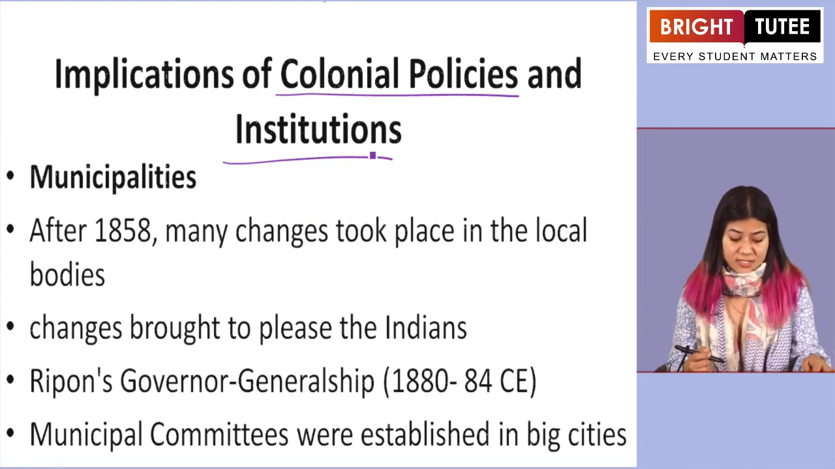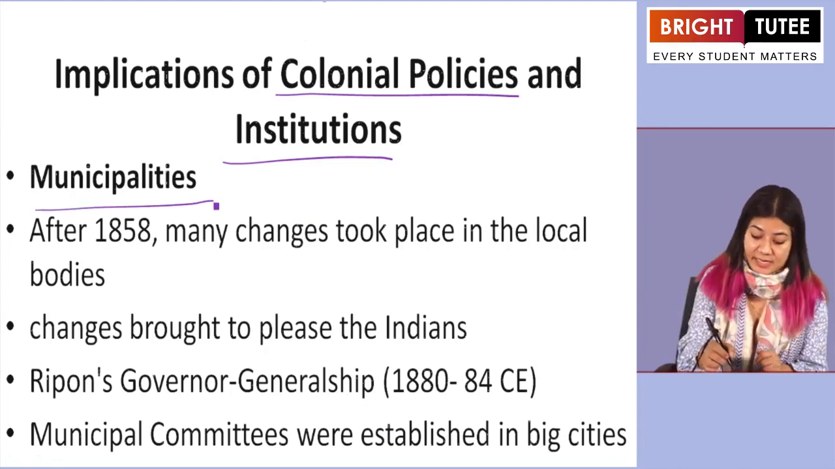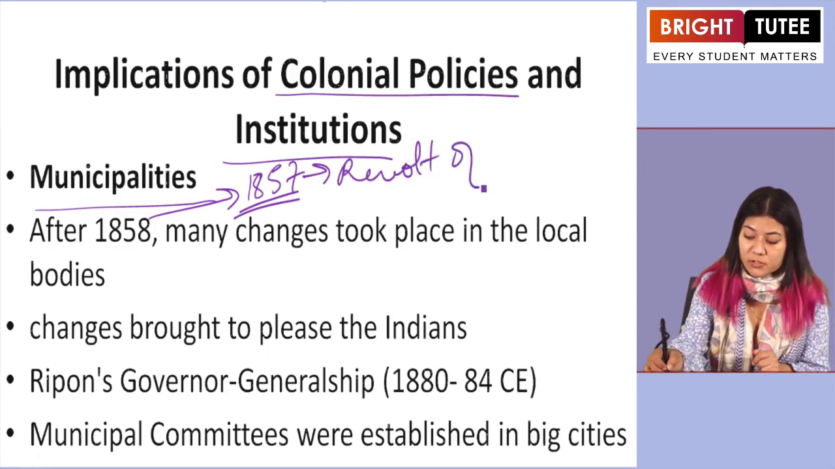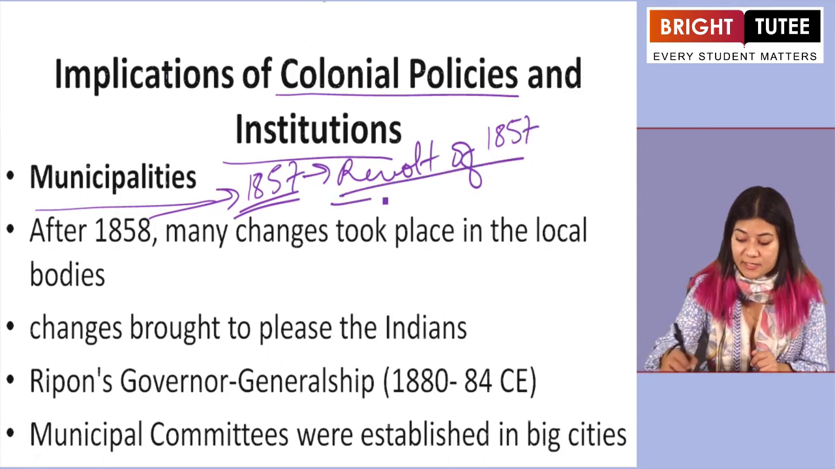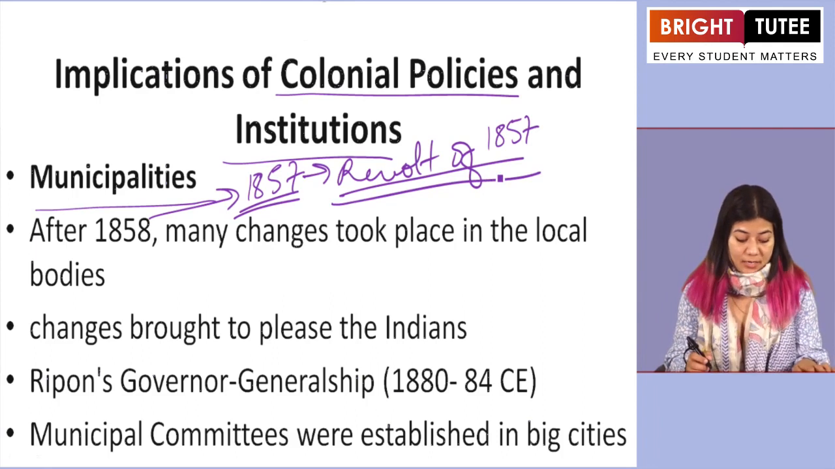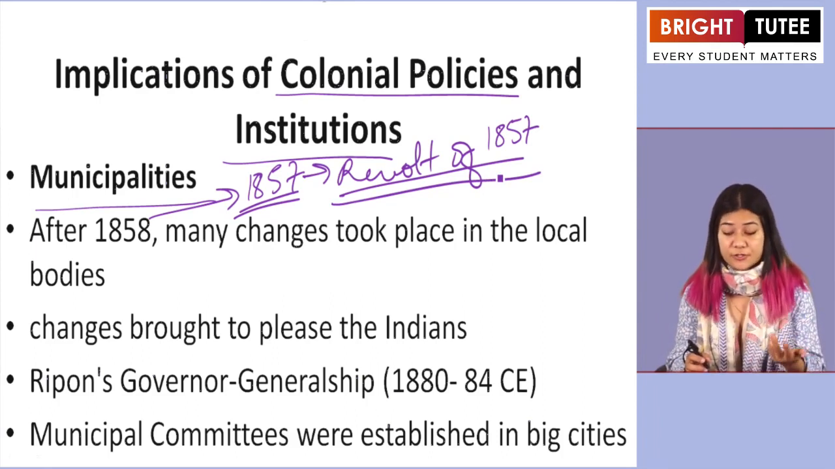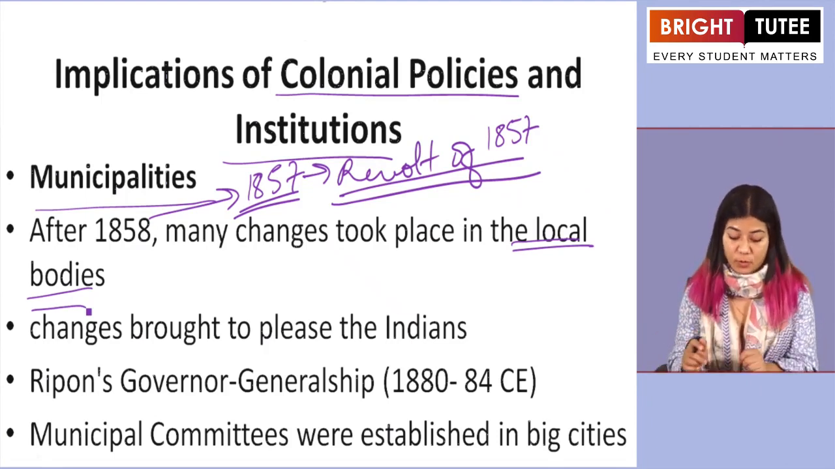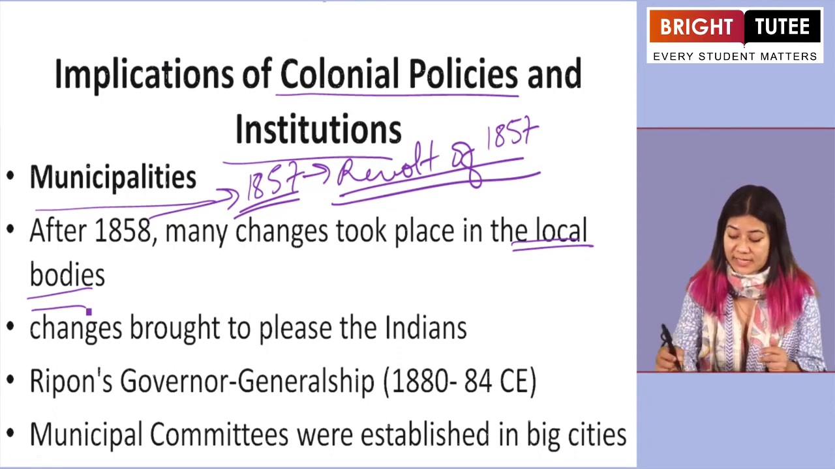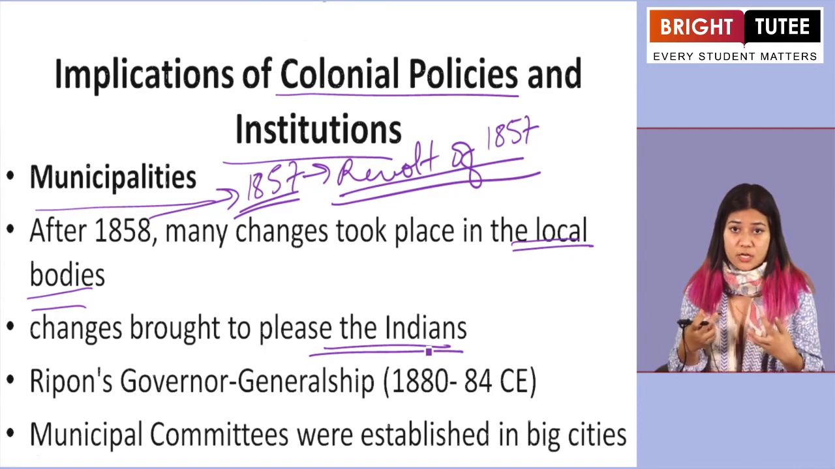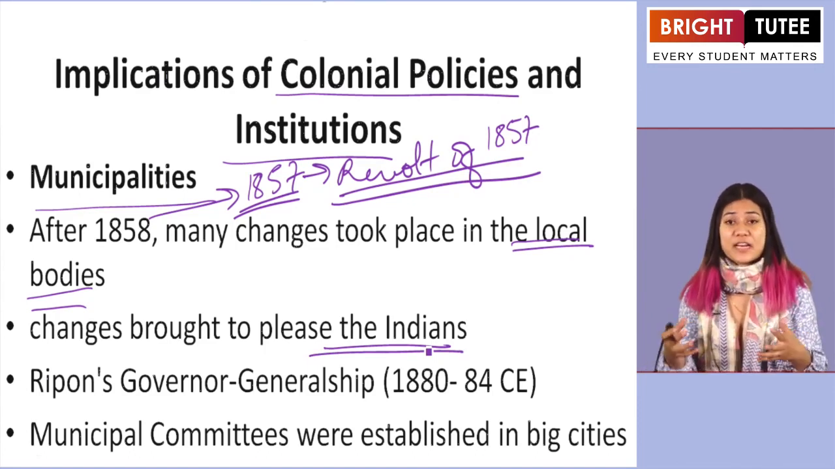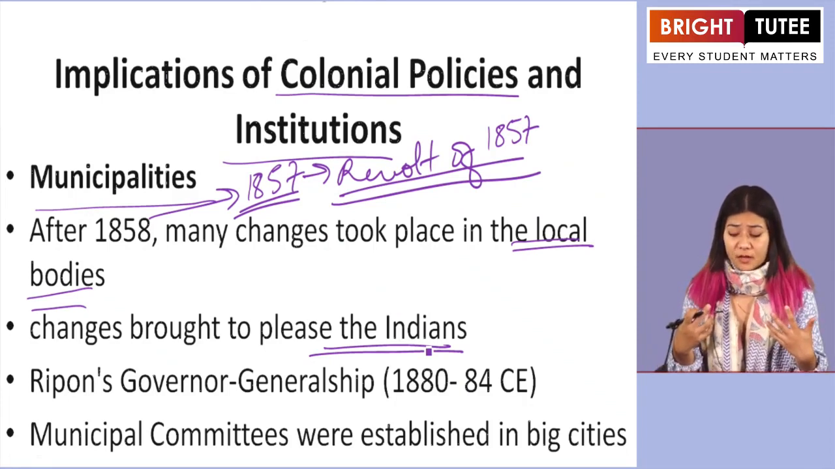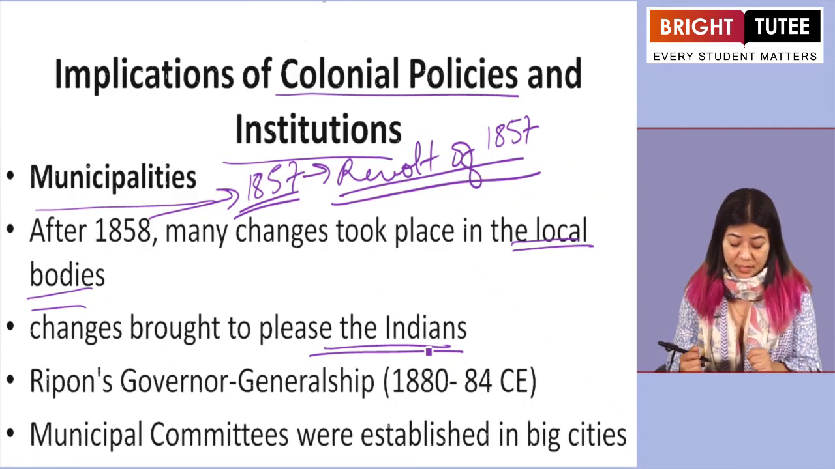Okay. So the first is municipalities. After 1858, after the revolt of 1857, many changes were introduced in the local bodies, not in the central body, but at the lowest body. And these changes were brought so that the Indians would feel included, so that they would feel happy, and would not feel as if they were not included within the British administration, or not well taken care of by the British government.